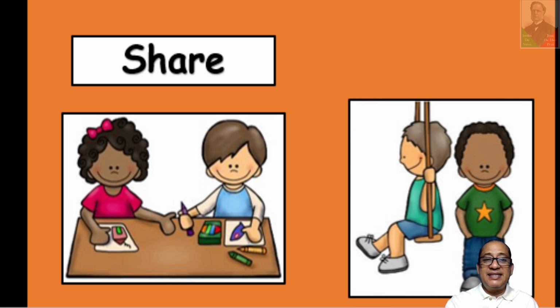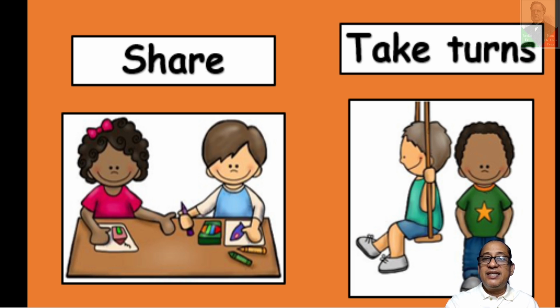The next is take turns. Okay? Take turns. The boys are sharing the swing. But they are taking turns because there is just one swing. So they agree to take turns. Who goes first and who is next? Okay? Take turns.